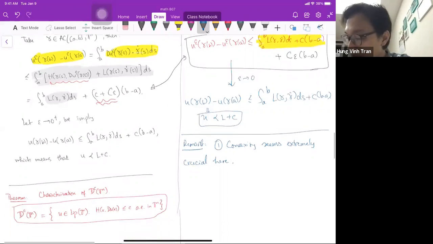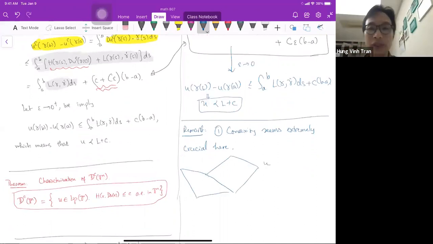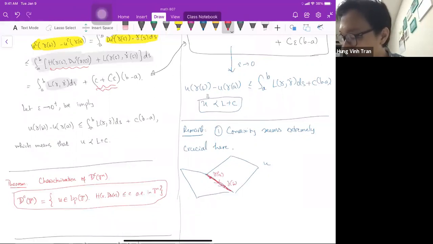But okay, let me give you this example. Let's look at the graph of U in this V shape, for example. So you have this graph. This is the graph of U in 2D. So U is differentiable everywhere except this piece where I don't even know how to define the gradient of U, right? So it has a gradient jump. So what if your curve is going from gamma A to gamma B here, exactly on the lines where U is not differentiable? Does that make sense?